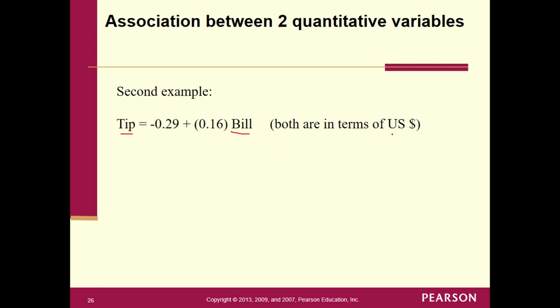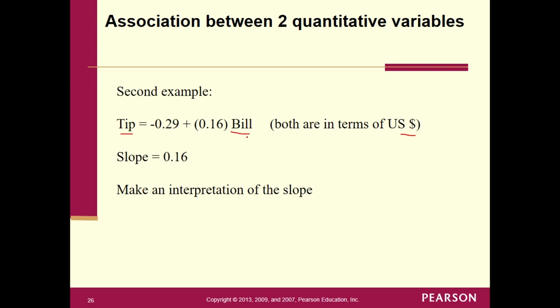And both are in terms of U.S. dollars. So we have a y-intercept of negative 0.29, and a slope of 0.16, right? And we have a positive slope to the equation, okay? And that means we have a positive relationship. So as bill goes up, what generally happens to the tip? It will also go up. All right, we have a positive relationship. Right, so that's it. Let's go ahead and make an interpretation of the slope.